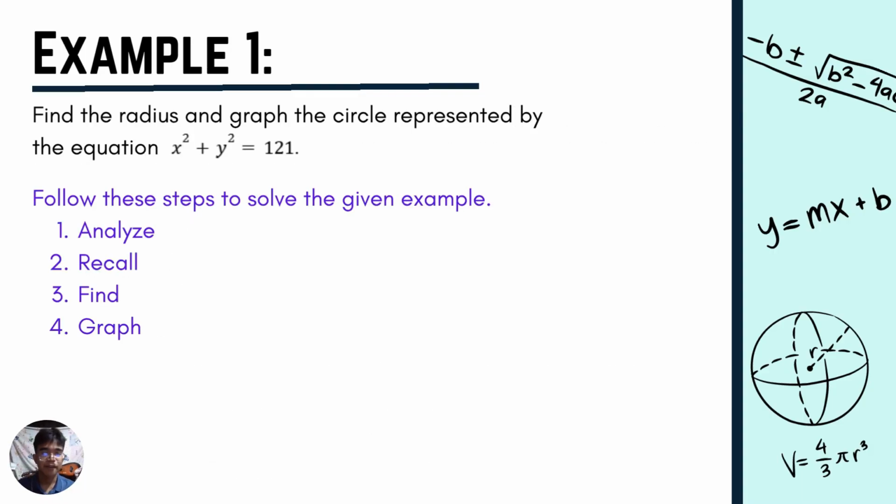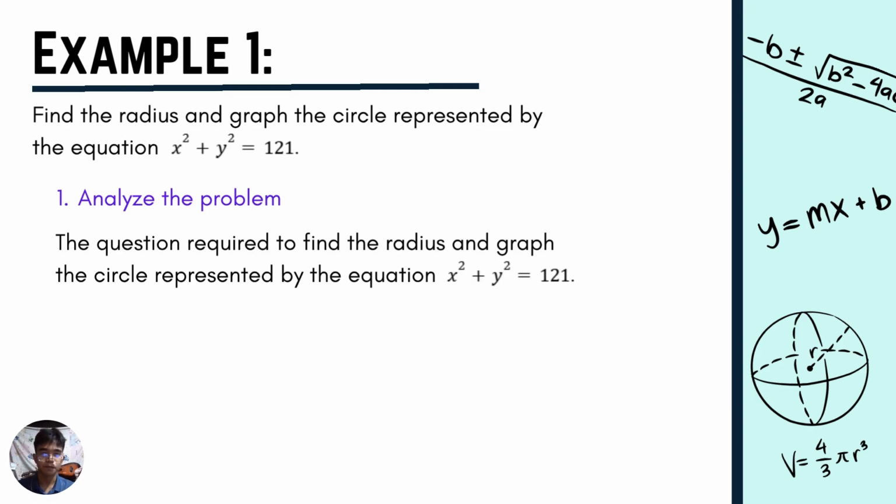Now let's try example number 1. Find the radius and graph the circle represented by the equation x squared plus y squared equals 121. Follow these steps to solve the given example. First, we have to analyze the problem. Second, we have to recall the formulas. Third is to find the radius, and lastly, to graph the circle.